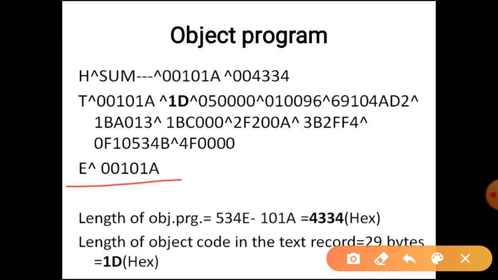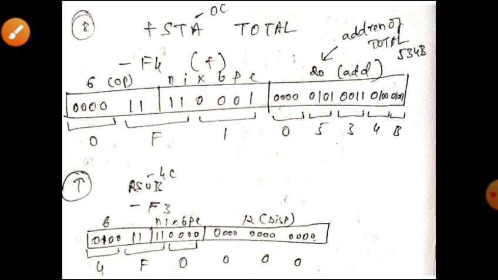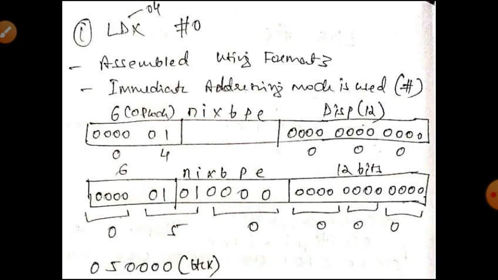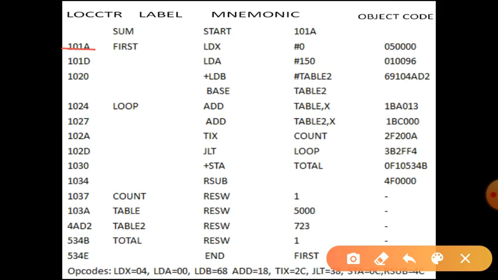Then you have to write the end record. The format of the end record is: the first column contains E, then columns 2 to 7 contain the address of the first executable instruction, that is 101A. You can see here 101A.